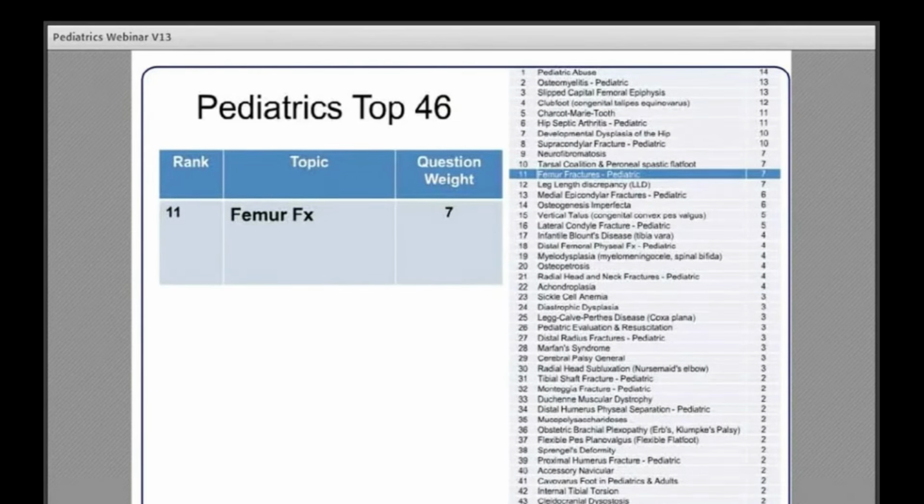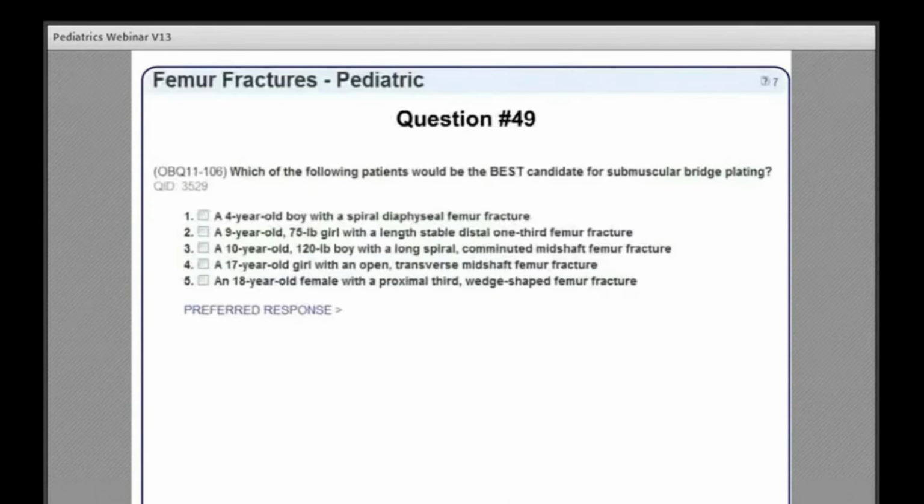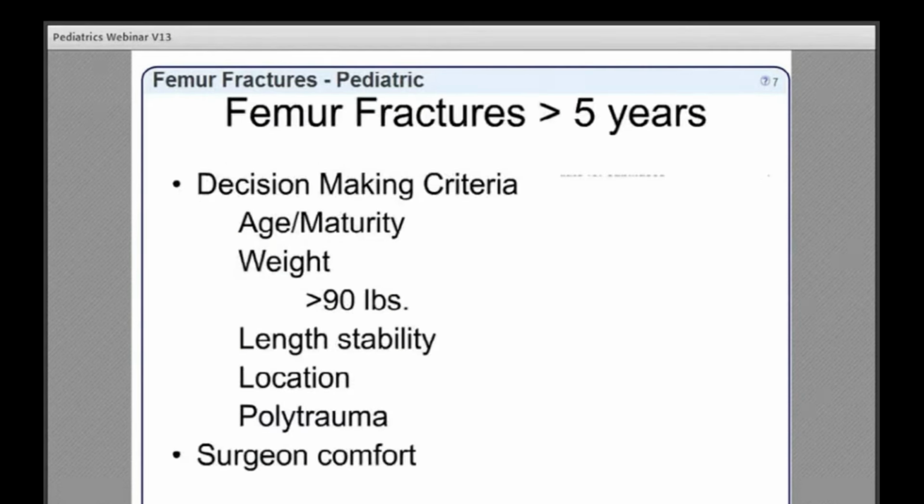Next is femur fracture. Which of the following patients would be the best candidate for submuscular bridge plating? This is a question that really covers the topic of treatment of femur fractures in the ambulatory child or the child who is school age.